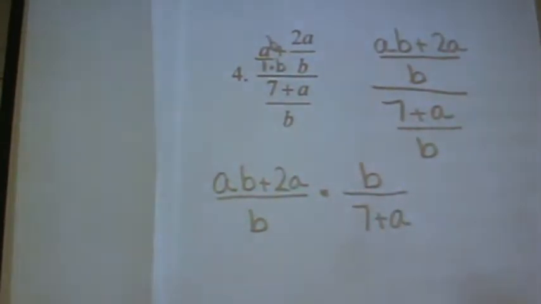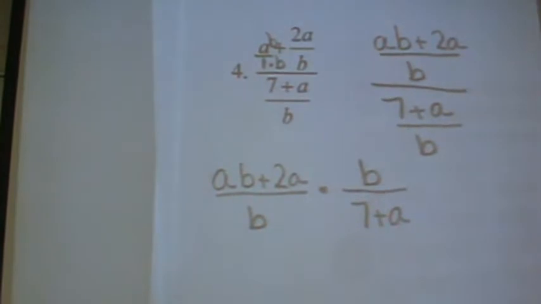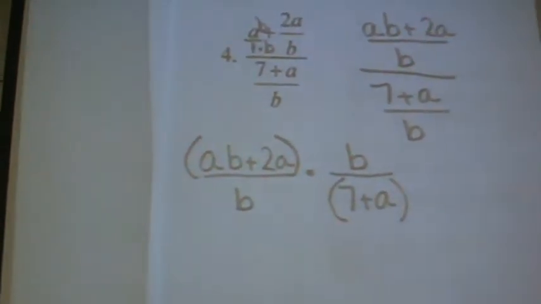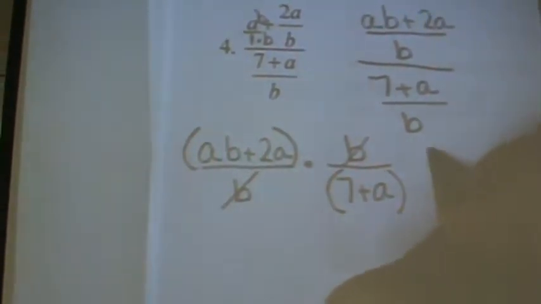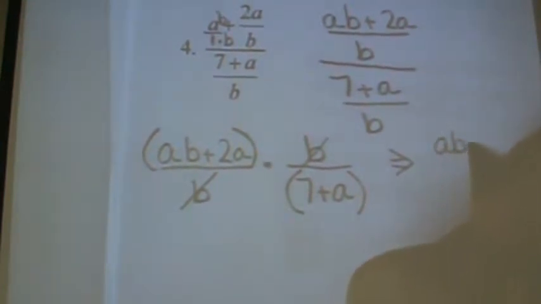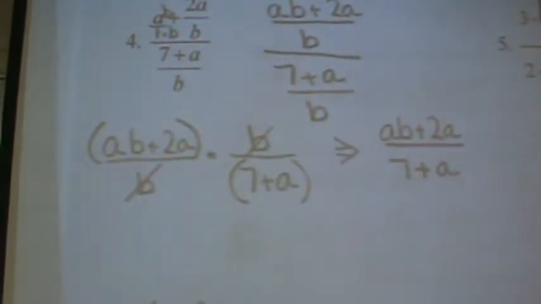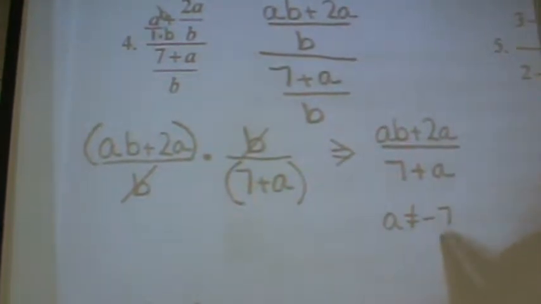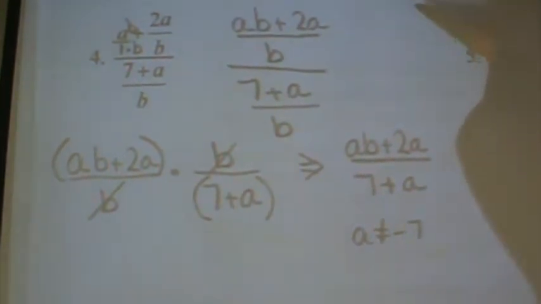Okay, what cancels? The A's and B's. No? You're talking about these? Oh. See, this is stuck together. This is separate. The B's, they're together, so they're partners, just the B's, yep. So what's your final answer? AB plus 2A over 7 plus A. What do we not want A to be? Negative 7. We don't want A to be -7, and we don't want B to be 0, but I think we hit the restrictions enough.